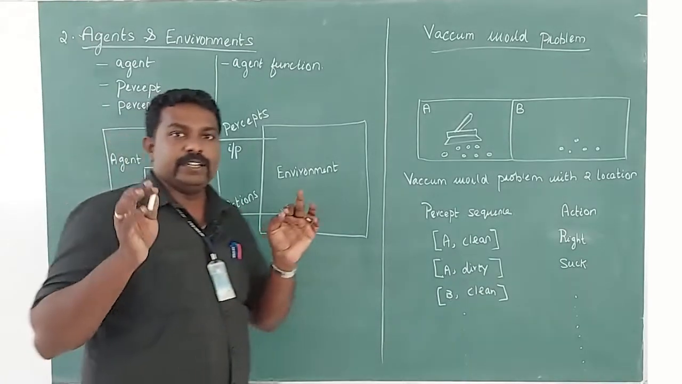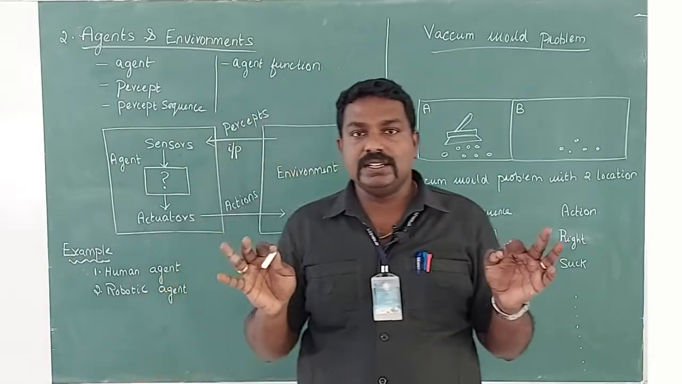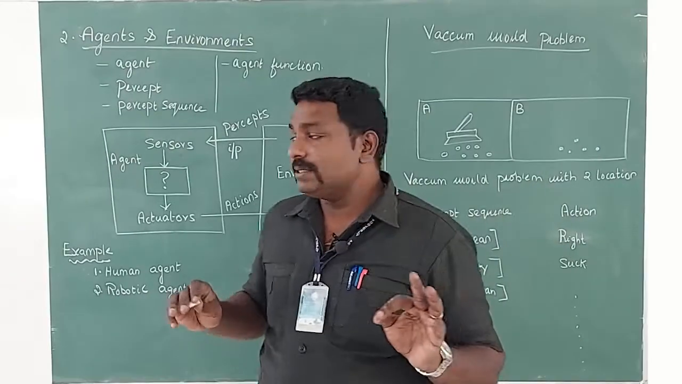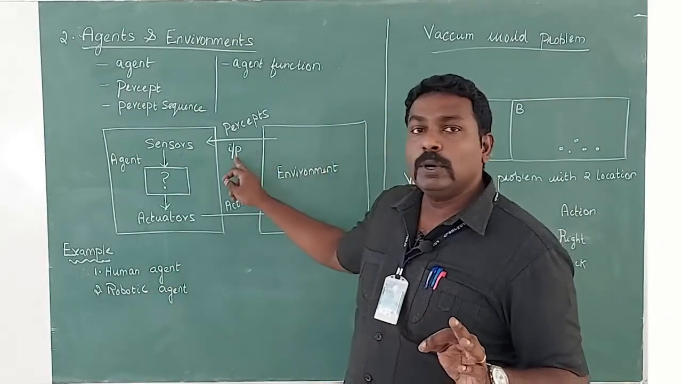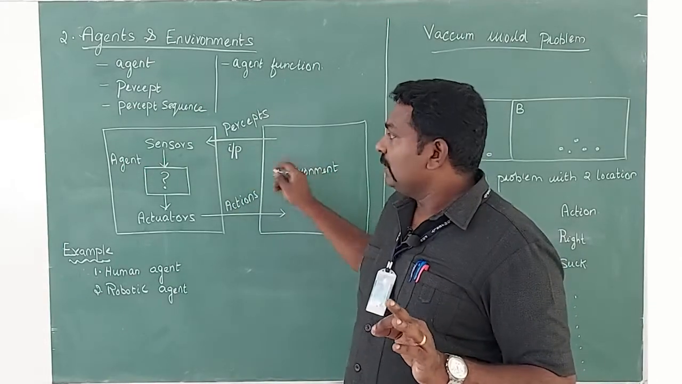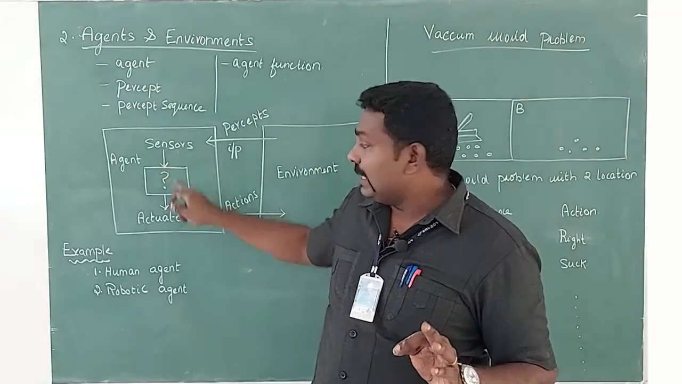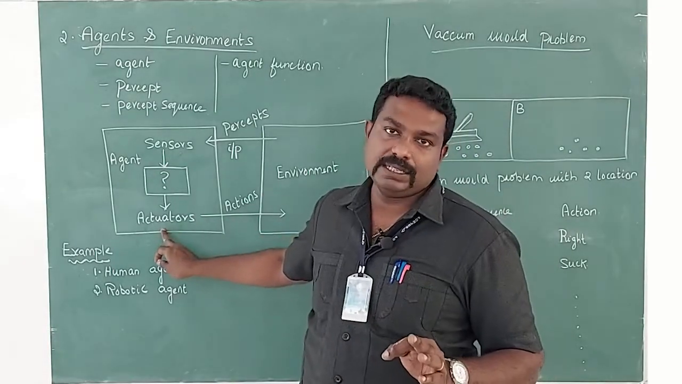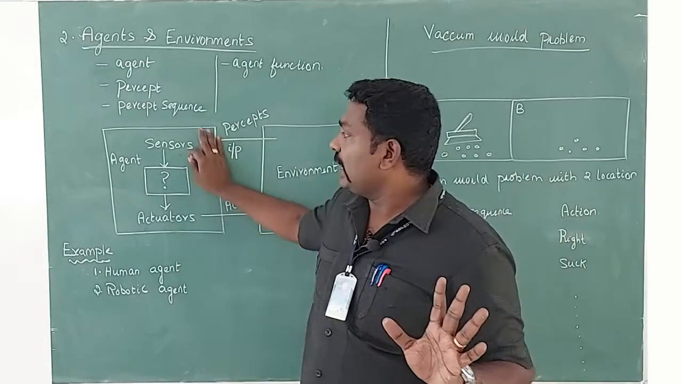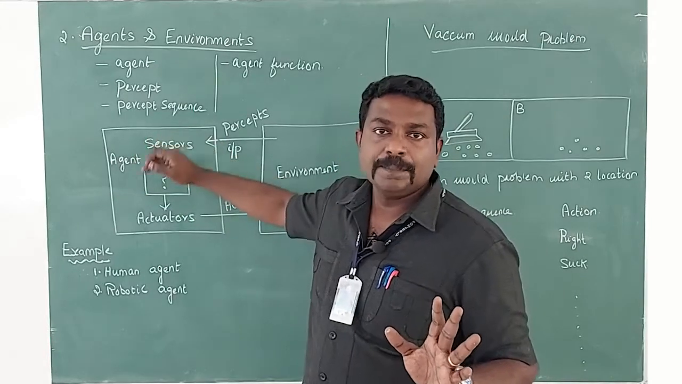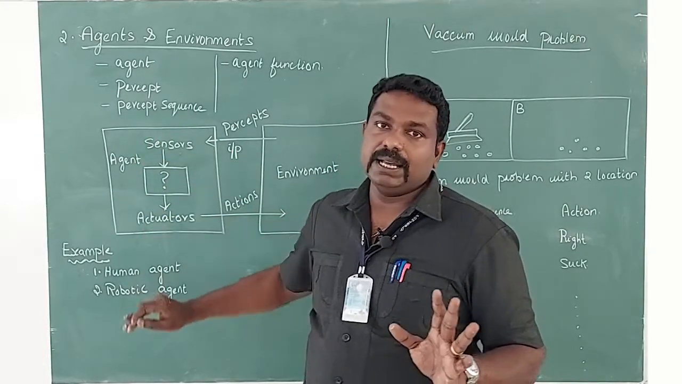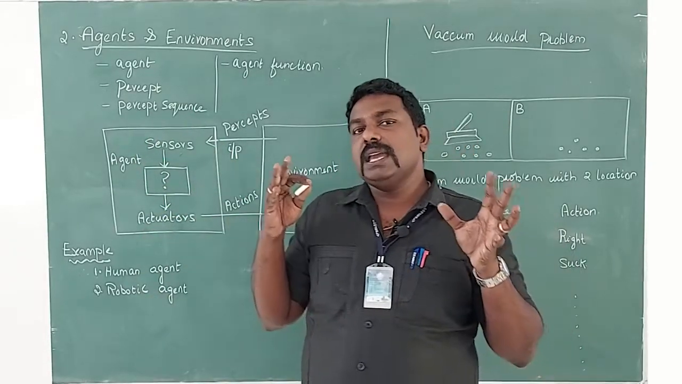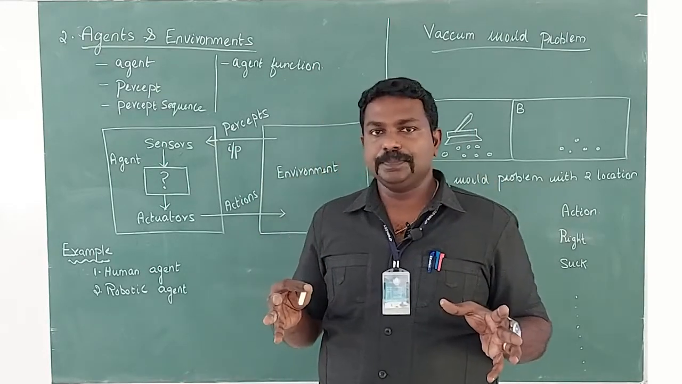So, I hope you are very clear with the definition of an agent. So, what is an agent? An agent is the one that gets the input from the environment with the help of sensors and acts back on the environment with the help of actuators. Mostly, an agent has both sensors as well as actuators. So, let us see some examples of an agent.